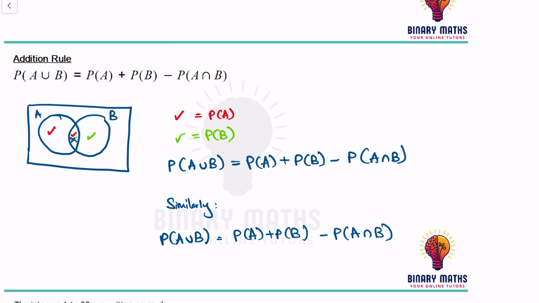And I didn't write it the right way, I've just written the same thing. So it's probability of A intersect B is equal to probability of A plus probability of B minus probability of A union B. So it's the addition formula rearranged.